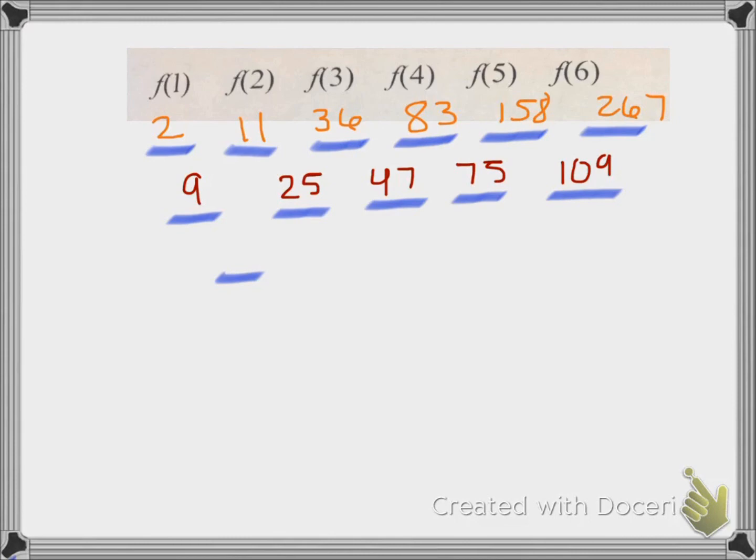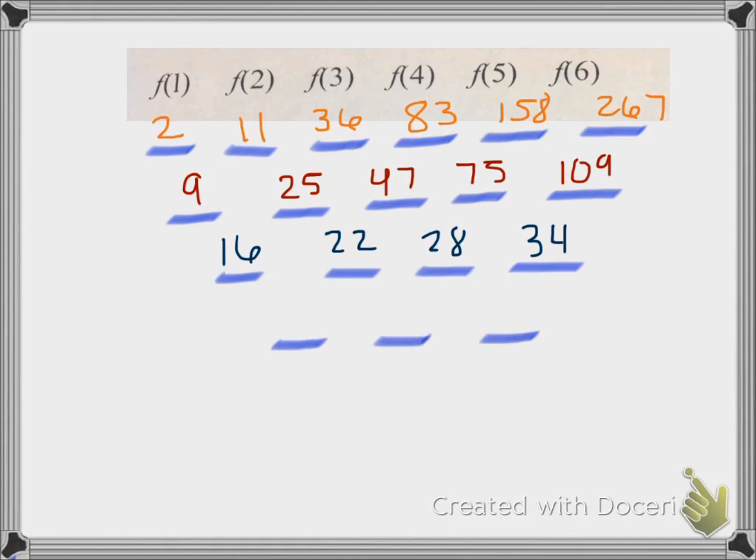So now we're going to do 25 minus 9, which is 16. 47 minus 25, which is 22. 75 minus 47 is 28. 109 minus 75 is 34. Now, are they the same? No, so we need to do it again.